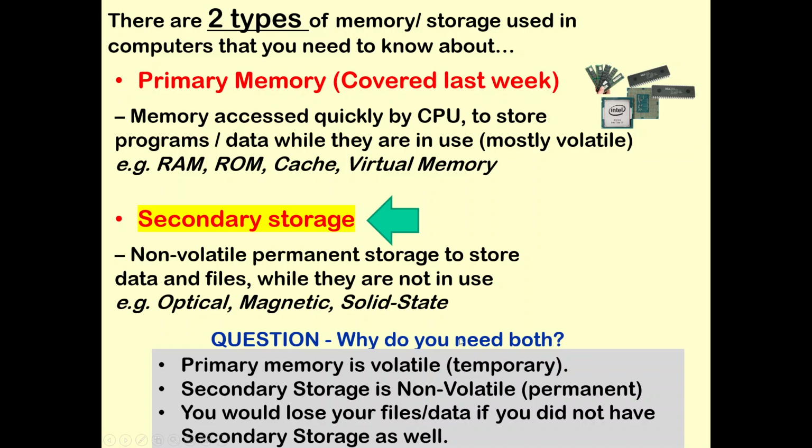Question, however, why do you need both? Why do you need primary and secondary? Because primary memory is volatile, temporary, and secondary storage is permanent. If you just had primary, you would lose all your data and files when the power is turned off. So you need secondary storage because it's permanent, long-term, non-volatile memory.